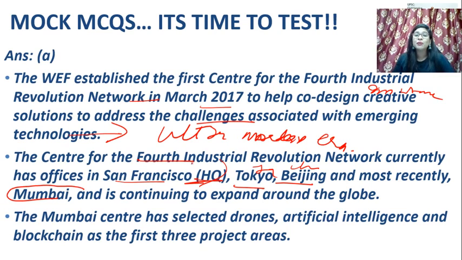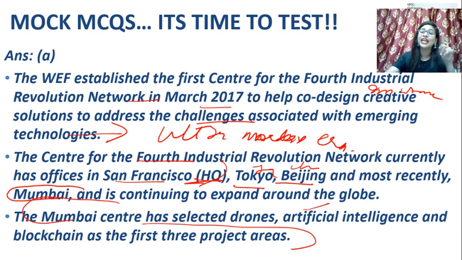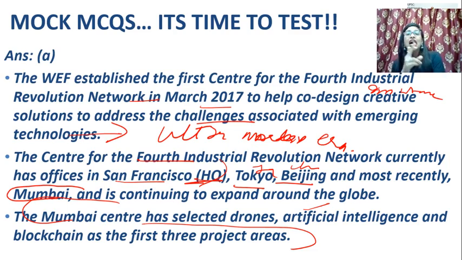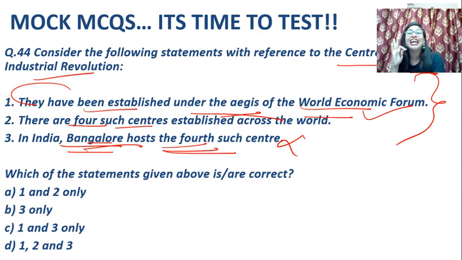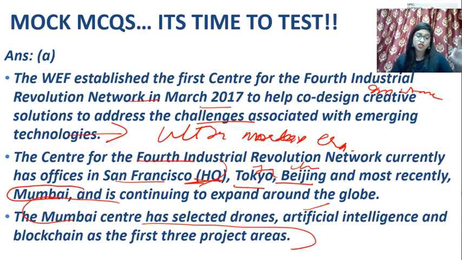Okay. And thus, this particular Center for the Fourth Industrial Revolution is still expanding around the entire world. And if you see in our country, India, the Mumbai center has selected drones, and also artificial intelligence and blockchain as the first three project areas. Sometimes, guys, they can even give you a question like this: consider the following statements, as in Mumbai, which is the recently selected fourth industrial revolution network center in our country, India. It has selected three projects. One is drone, another is artificial intelligence, and third one is blockchain. So please remember those three project areas also. Sometimes you can get questions based on that. Okay, very fine.